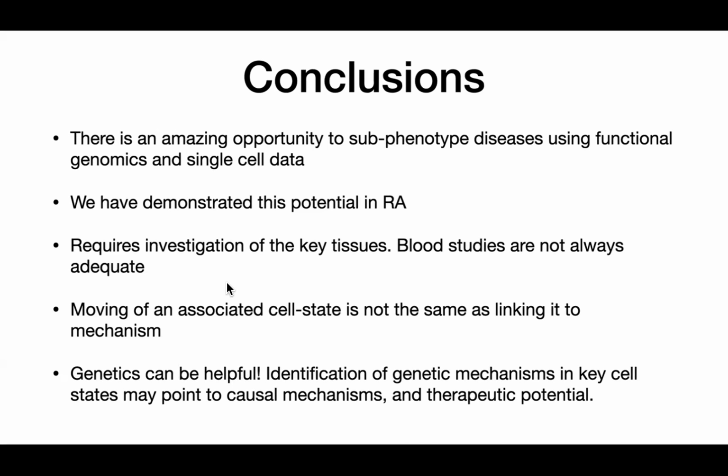Finding an associated cell state is not the same as linking it to mechanism. Genetics here can be helpful because genetics helps us find the genes that are driving disease. If we see which cell states they're acting in, which cell states they're expressed in, which cell states they have a function in, that tells us that those cell states are maybe useful cell states to think about in terms of targeting and therapeutic development.